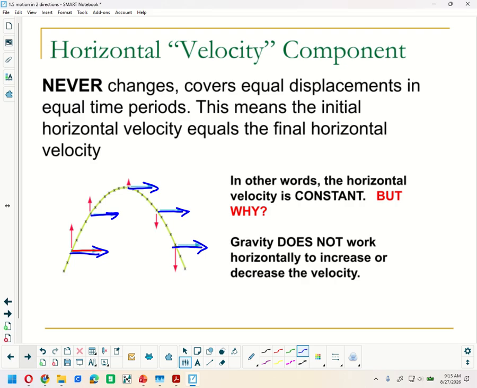And the y direction is the one that has something acting against it. That's my gravity. So horizontal velocity stays constant. Why? Objects in motion tend to stay in motion unless acted upon by other means. All right, so gravity does not work horizontally to increase or decrease the velocity. So gravity only acts upon the y direction. It doesn't act upon the x direction. That's what that means.